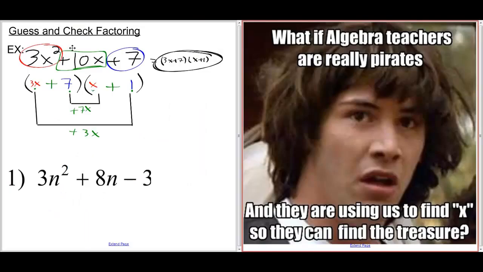So, nice little meme for us here. What if algebra teachers are really pirates and they're using us to find x so they can find the treasure? That's possible. Keanu Reeves is wondering that in this meme today. Just breaking up the video a little bit. I could be a pirate that's just asking you to find x so that I could find the treasure, you know? And honestly, that's what we're building to: finding x with an x squared.